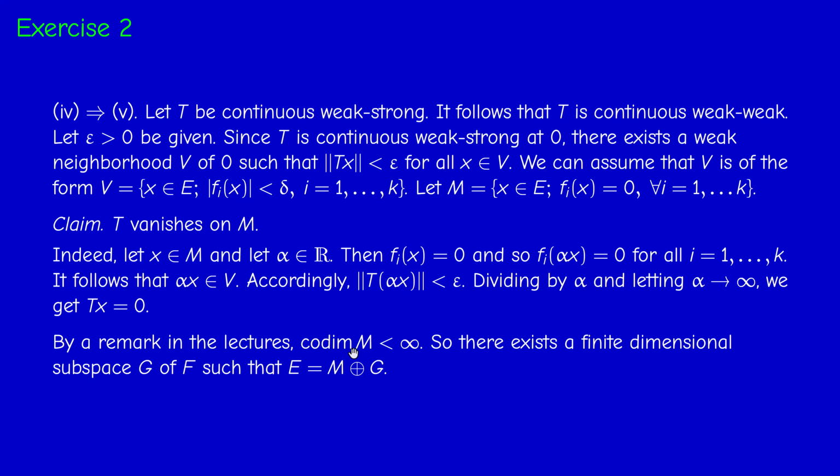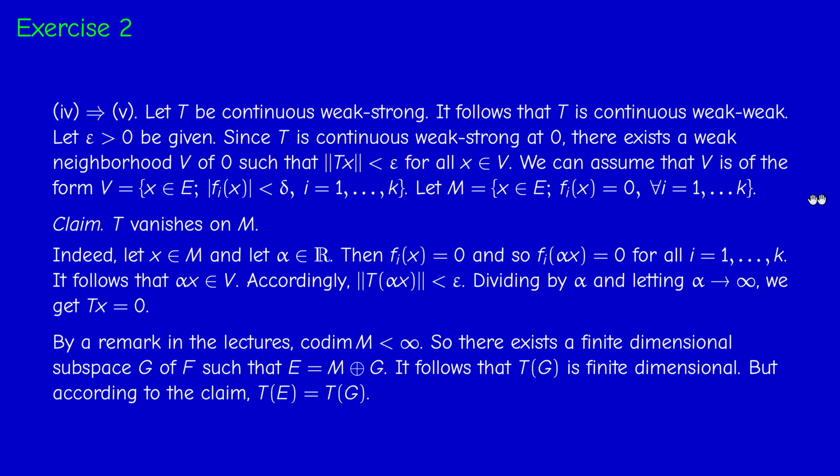So the codimension of M is finite. This means that M has a topological complement, which is a finite dimensional G. Since G is finite dimensional, T of G is finite dimensional. But since T vanishes on M, T of E equals T of G, as you know from algebra. So this means that T of E is finite dimensional. So continuity weak-strong is more restrictive than continuity strong, or just boundedness, if you like. So this concludes exercise 2.